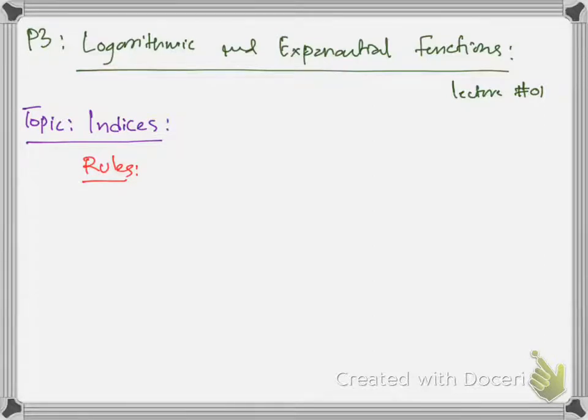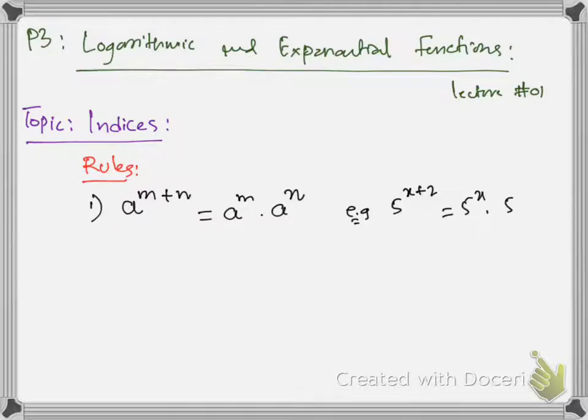Ameen. Today we will discuss the logarithmic and exponential functions. We will begin with indices, in fact, the rules of indices. Rule number 1. According to this rule, we can break the given power as a^m times a^n. Example, 5 power x plus 2 can be written as 5^x into 5 power 2.